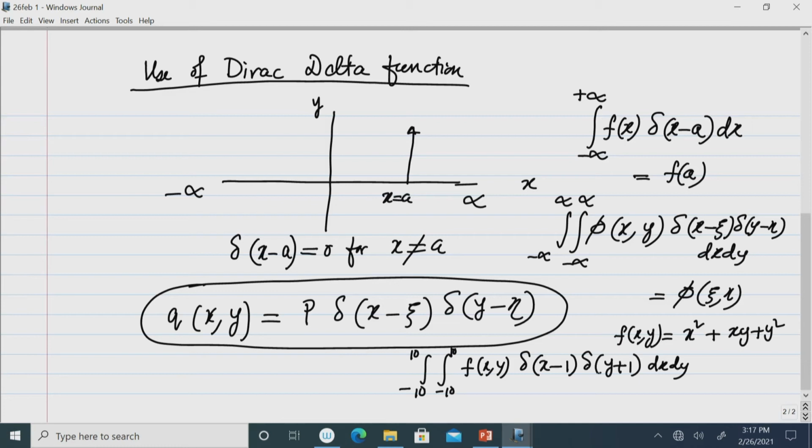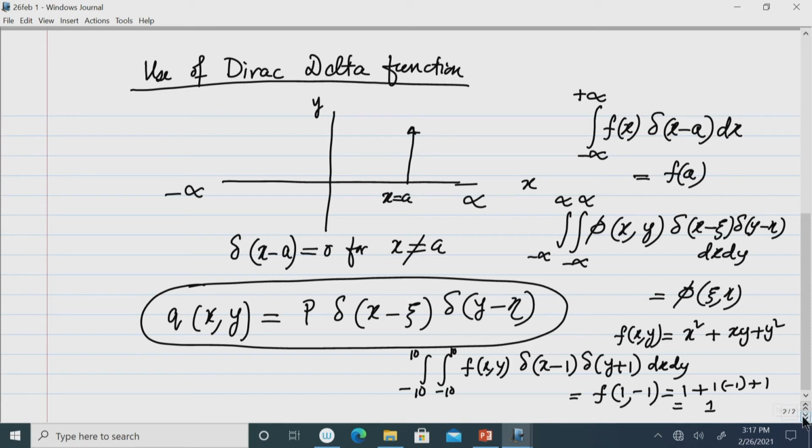Okay. Just to explain this use of the Dirac delta function, what will be the integral? The integral will be the value of the function evaluated at the point where the Dirac delta function is significant. Okay. So, here it will be evaluated as x is replaced by 1 and y is replaced by minus 1. So, if the function is defined as x square plus xy plus y square, then the value of the integral will be 1 plus 1 minus 1 plus 1. Okay. So, the answer is 1. So, now you have understood the use of the Dirac delta function.